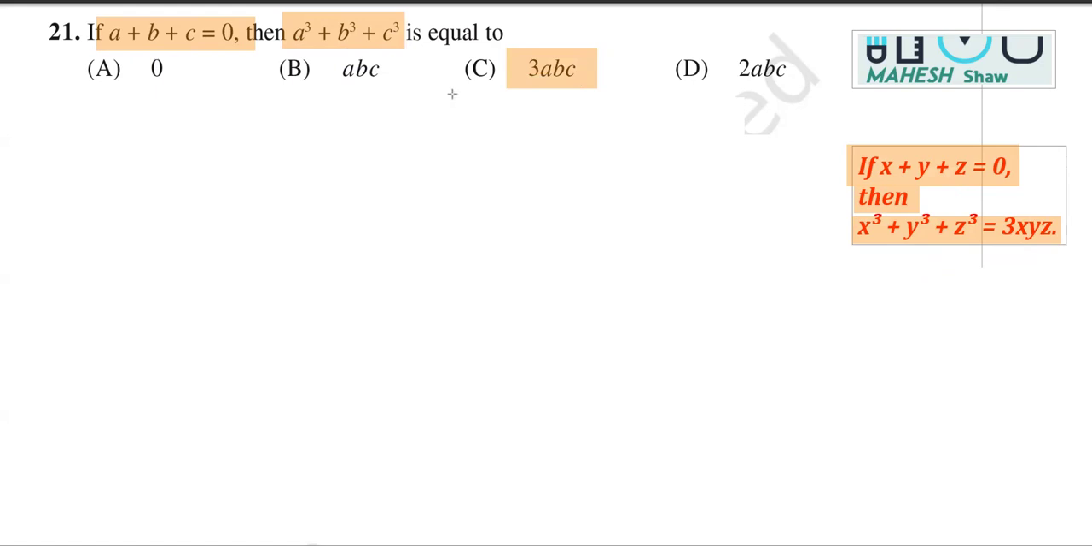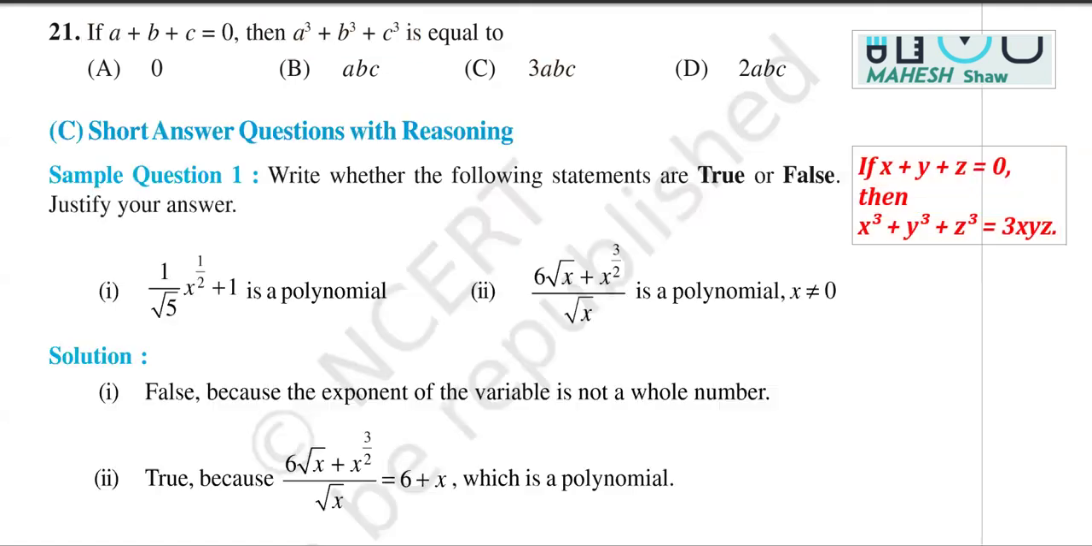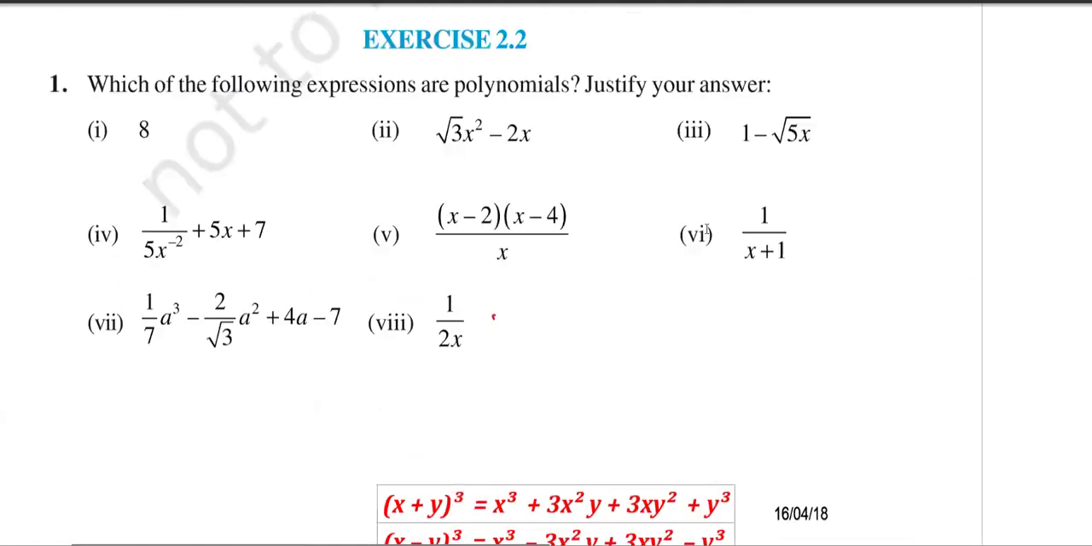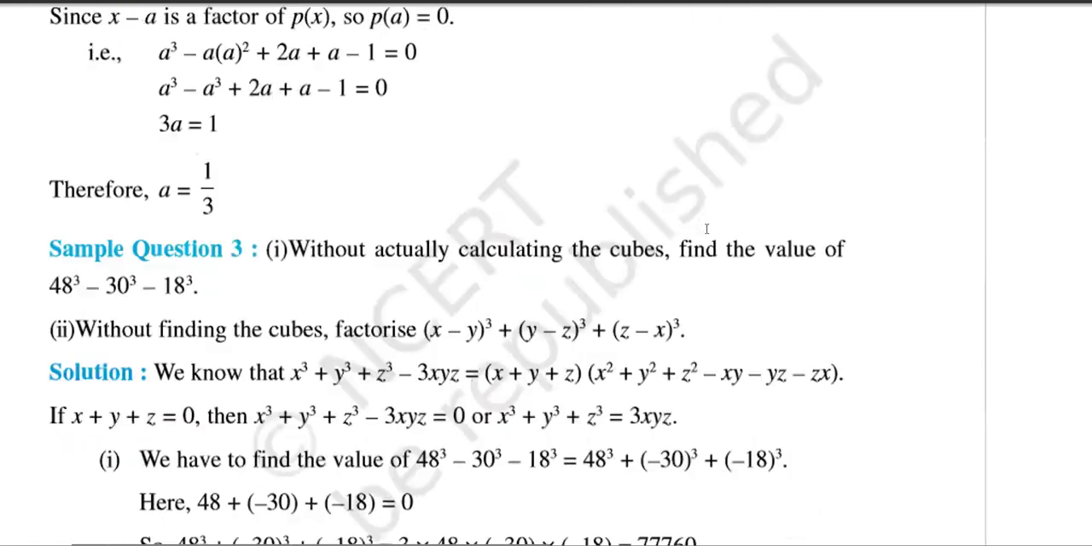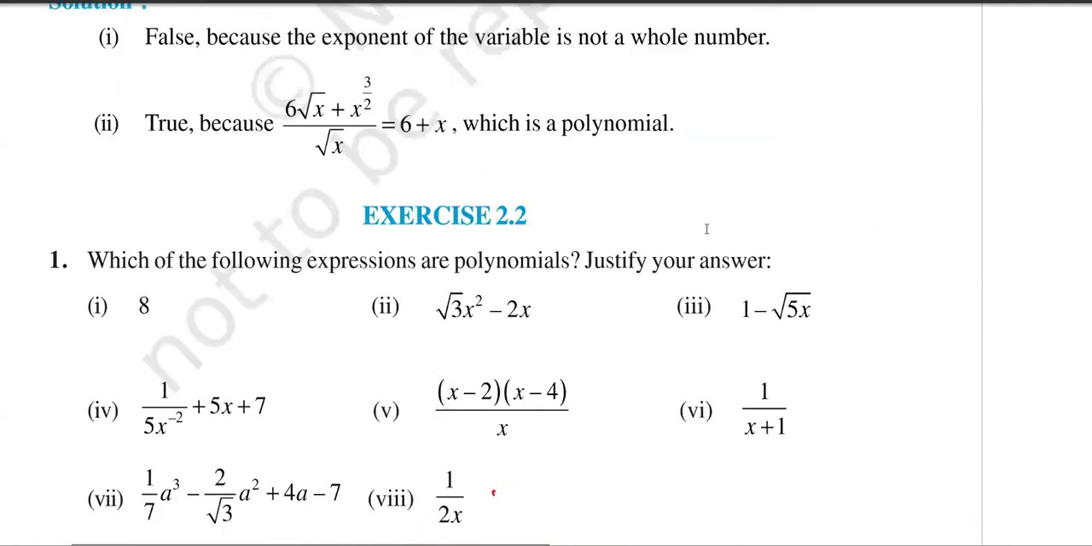That's a direct application. This is actually derived from the 8th identity, but we use it directly that whenever we find x plus y plus z is 0, we can directly write x cube plus y cube plus z cube is equal to 3xyz. So this is the last question of this exercise. Now we'll continue to do more questions, and we are left with quite a good number of questions in this exercise, that is 2.2, and it's there till 2.5. We'll be doing the remaining questions in the next video.